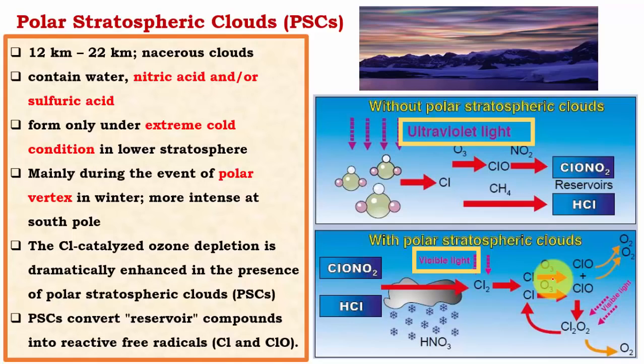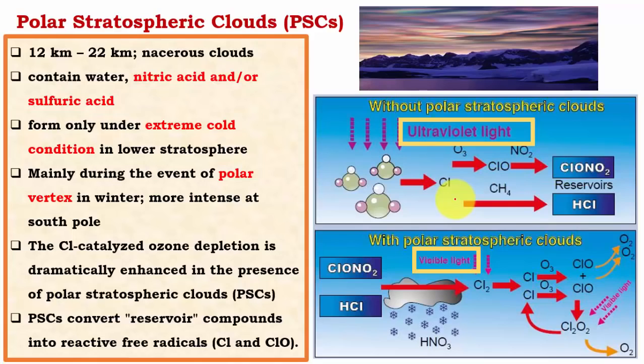These clouds are formed during extreme polar vortex events, so they don't usually exist in normal conditions. They only form during extreme polar vortex events, and extreme polar vortex events happen when the jet stream is very strong. And these polar stratospheric clouds are dangerous because they contain acids like nitric acid and sulfuric acid. So due to the presence of nitric acid and sulfuric acid, these clouds can be very detrimental for the behavior of ozone. Let us see what happens.